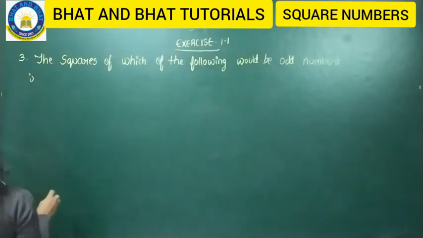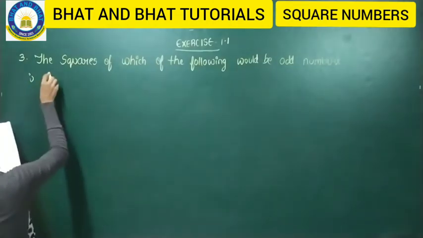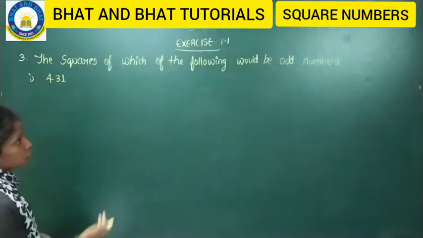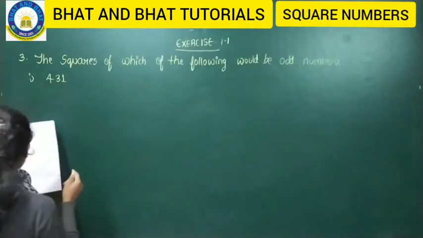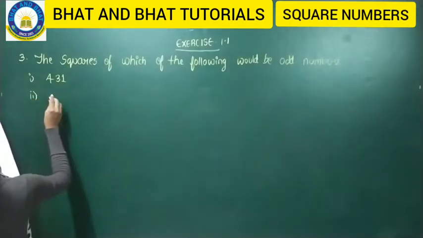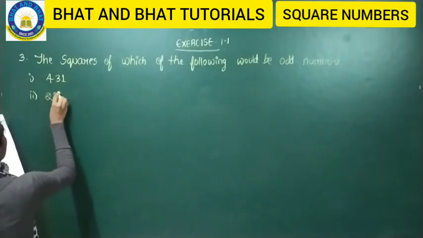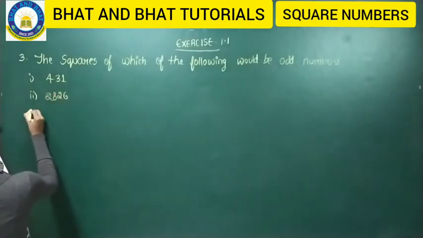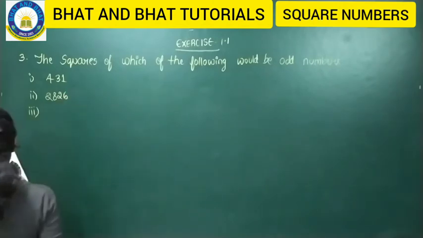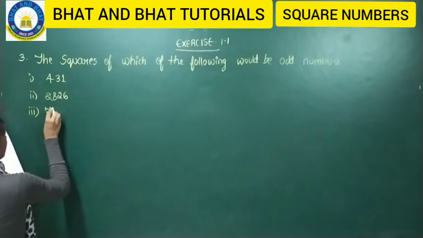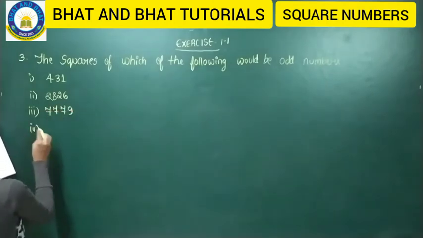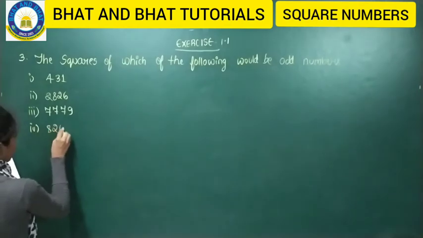Question number 1, 431. Don't copy down, okay? Once I finish my explanation, you can copy down. The second one, 2826. The third one, 7779. And the fourth one, 82,004.